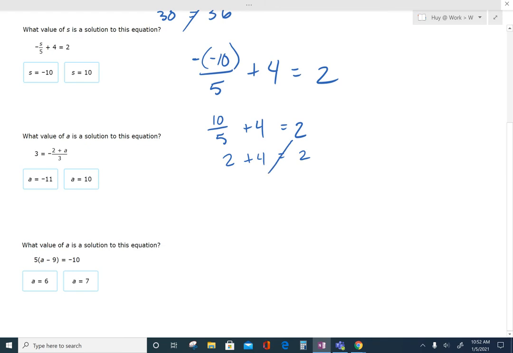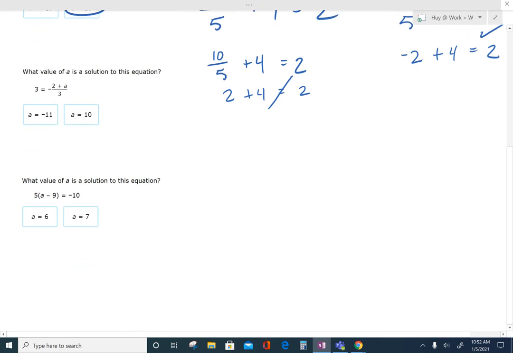All right. So if we check our second choice, where s is 10, I'm going to put 10 where the s is. Negative 10 divided by 5 plus 4 equals 2. Negative 10 divided by 5 is a negative 2. Negative 2 plus 4 does equal positive 2. All right. So that would be our correct answer choice there, s equals 10.